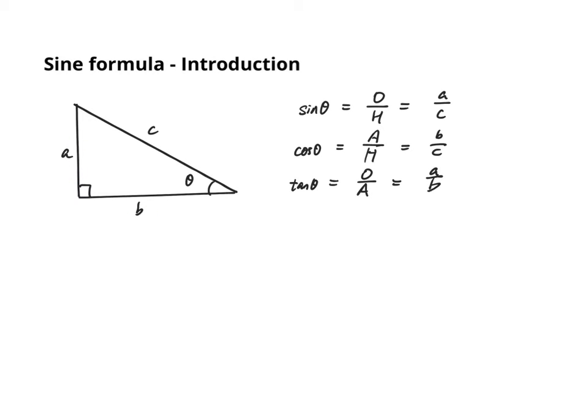However, this definition can only be used in a right-angled triangle. If the triangle doesn't have 90 degrees, we can't use this definition to solve the angle or find the length of one side of a triangle. Therefore, if the triangle doesn't have 90 degrees, we need another formula to solve the angle or find the length of one side of the triangle. That is the reason why you need to learn the sine formula.